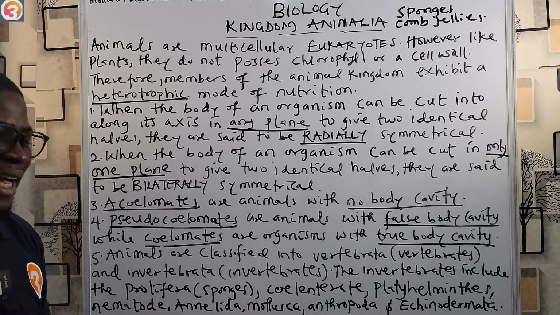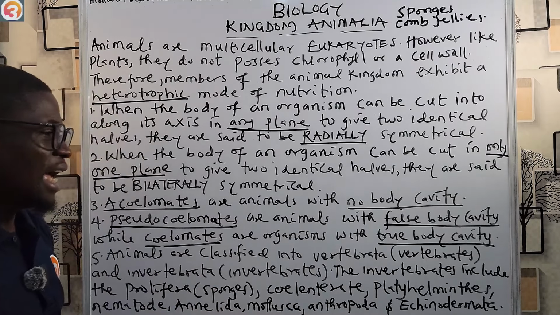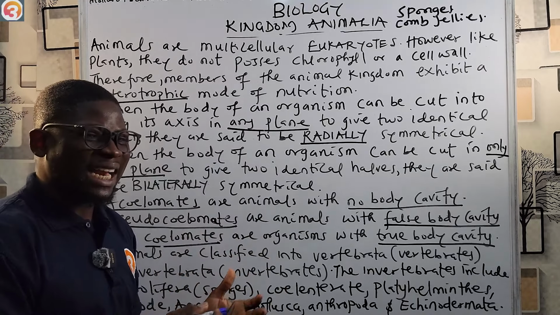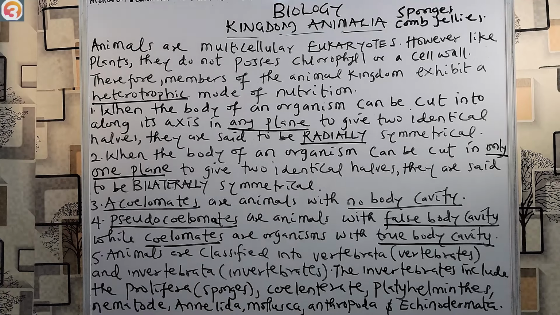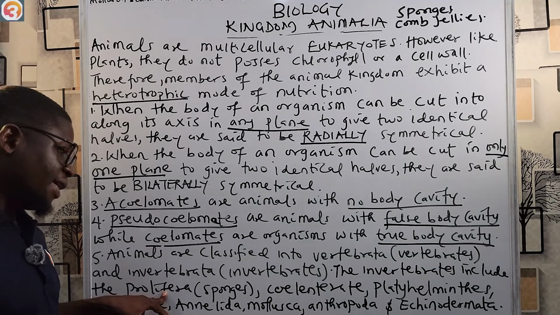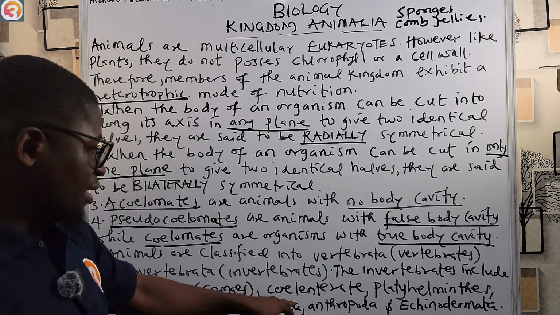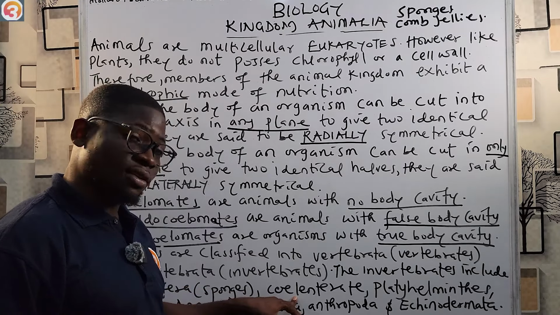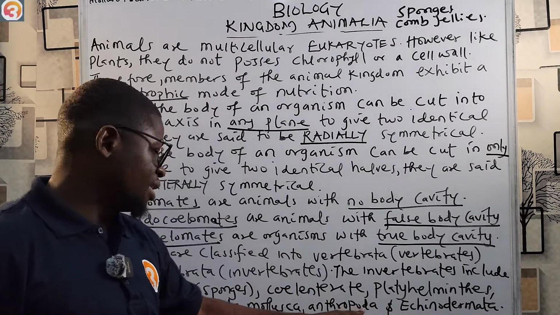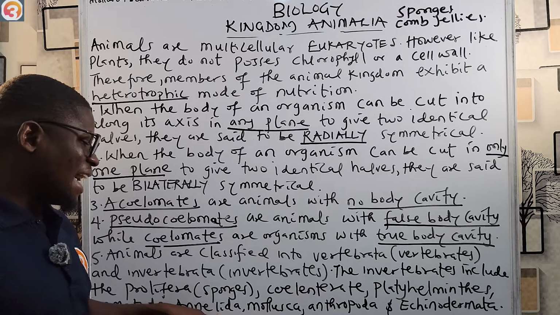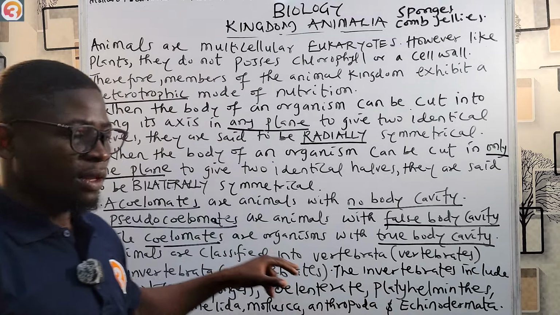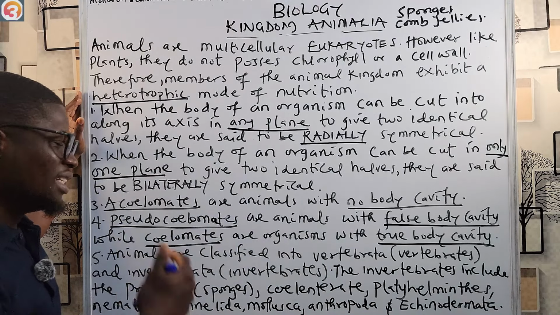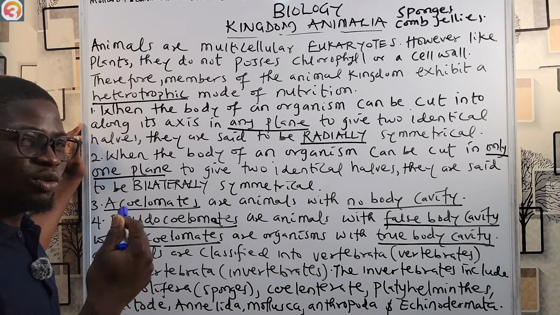Now, animals are classified into two, basically: the vertebrates and the invertebrates. The vertebrates are those that have a backbone and spinal column. The invertebrates do not have a backbone. The invertebrates include the porifera, that is the sponges, the coelenterates, the platyhelminths, the nematodes, the annelids, the molluscs, the arthropods, and the echinodermata. All these are invertebrates. They do not have a backbone.